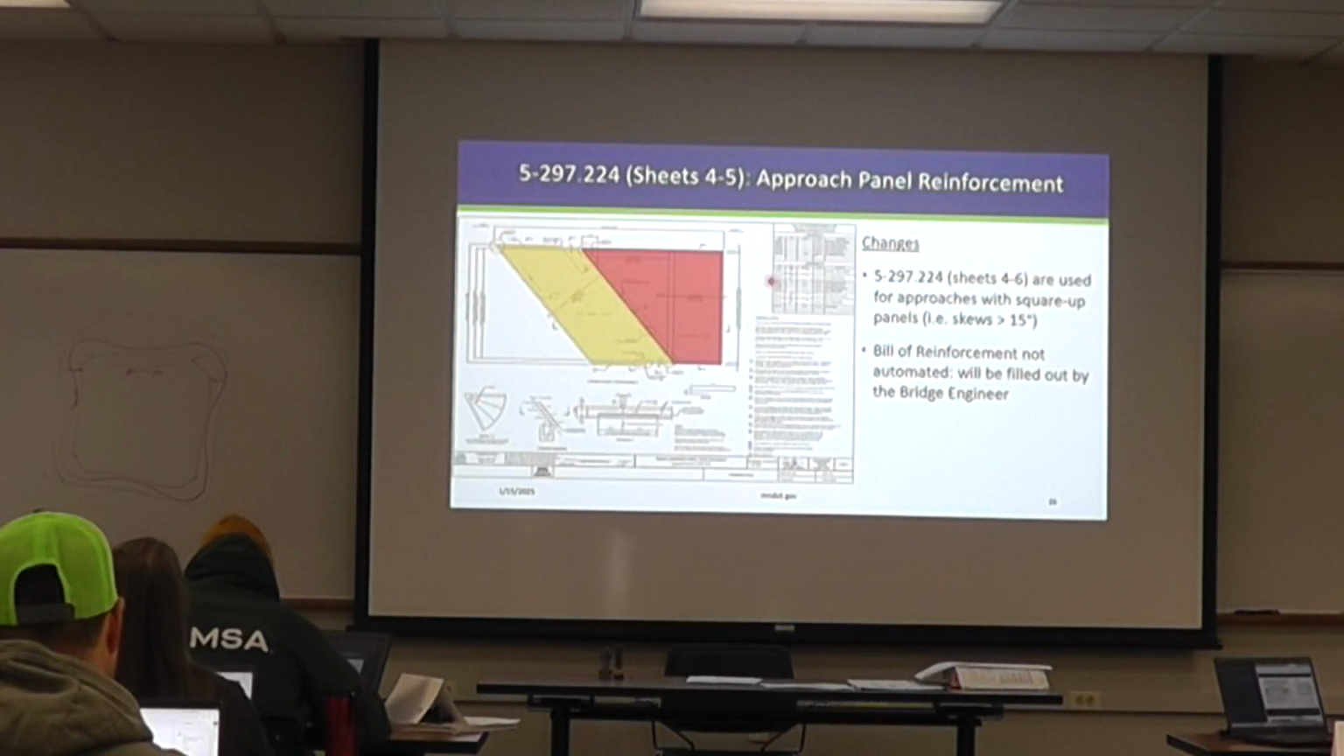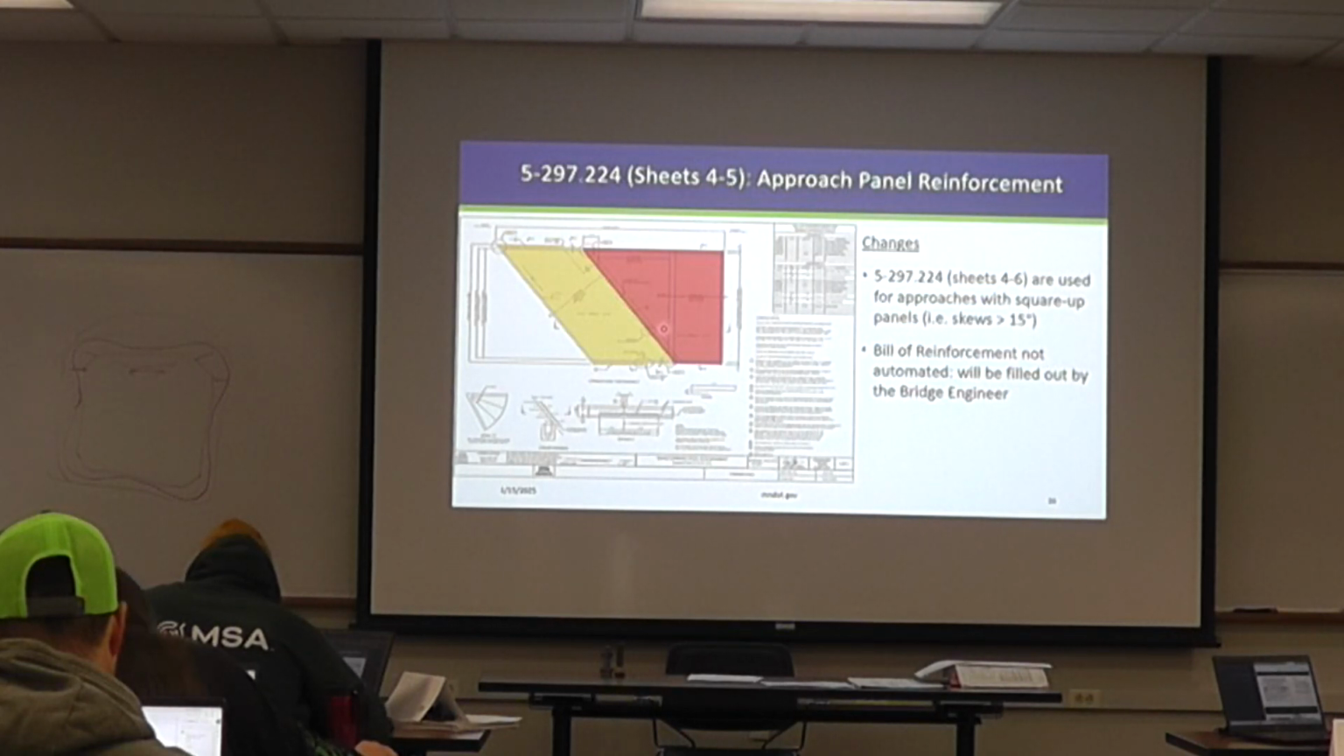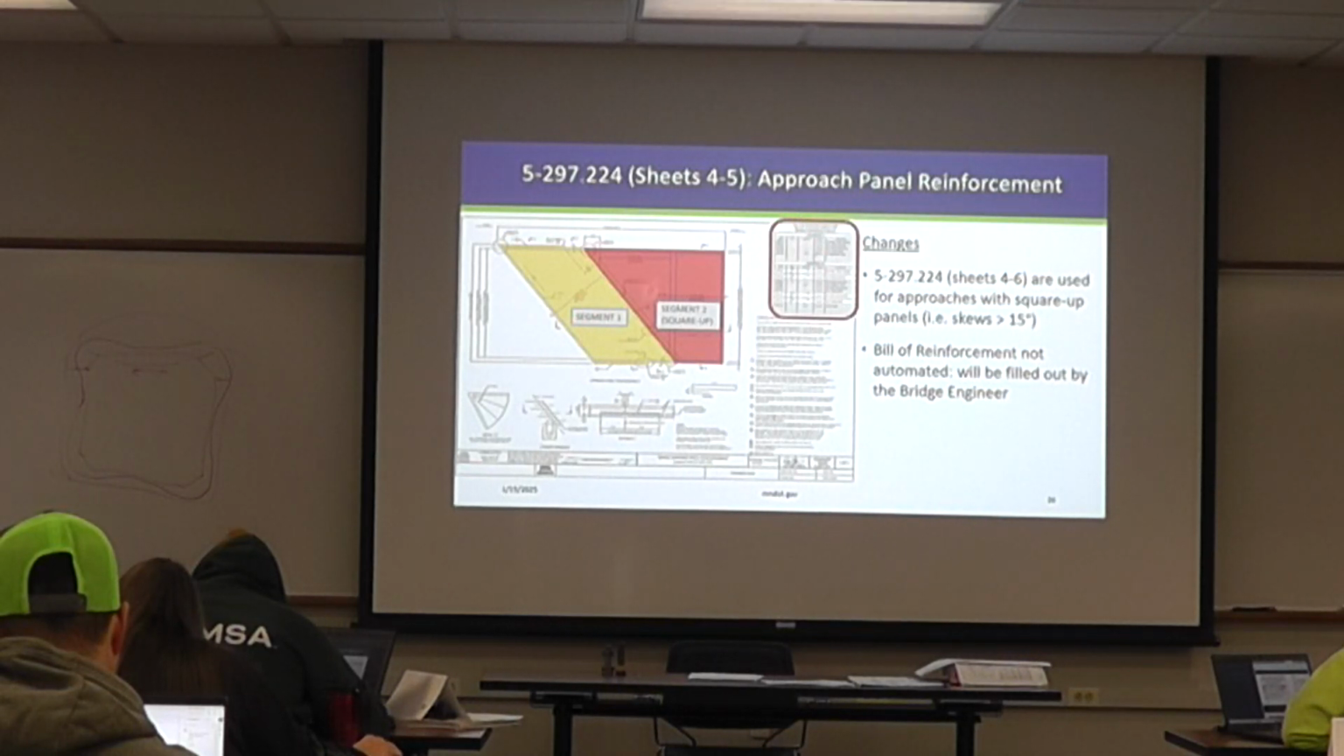All right, so 224, this is the approach panel reinforcement for larger skews. Sheets 4 through 6 are used for the approaches of the skewed panels. Again, that's what's shown in maroon here, those are the skewed panels. In these instances, the bill of reinforcement is not automated. Bridge engineers actually have to come in and fill out this bill of reinforcement because there might be some unique geometries they need to consider. Call it segment 1 here if you're looking at the bill of reinforcement, and segment 2 is the maroon skewed panel here.